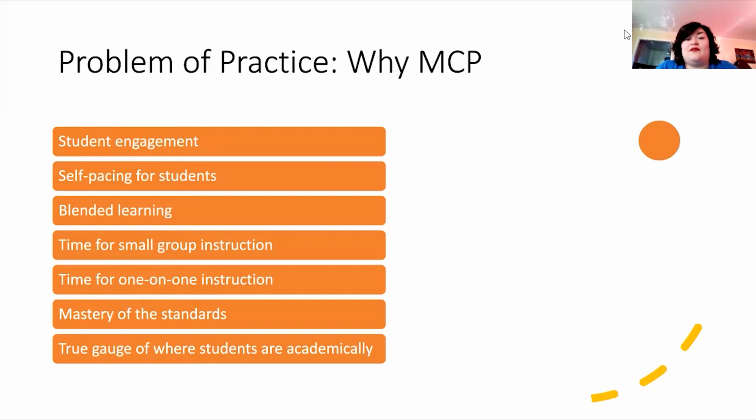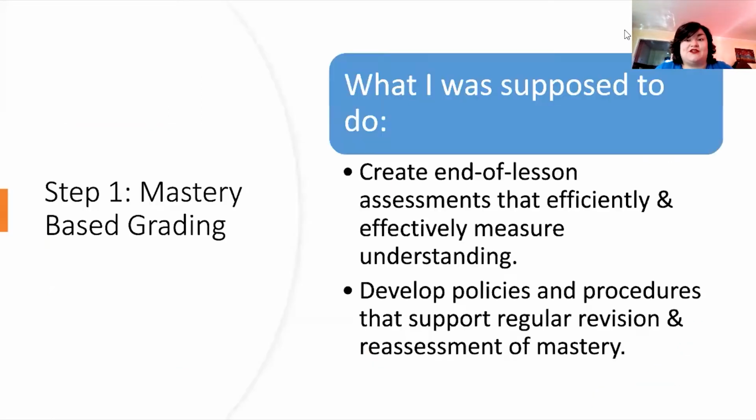Modern Classroom Project, because it's their own self-pacing, there's time for small group instruction, there's time to pull kids together and work with them in a small group or one-on-one. This also allows for more mastery of the standard. So if a student doesn't understand something, they can definitely retry something, and you'll see that in my plan that I crafted earlier this summer. So they really can master the standard, and then you also get a true gauge of where these students are academically. So step one of the Modern Classroom Project was mastery-based grading.